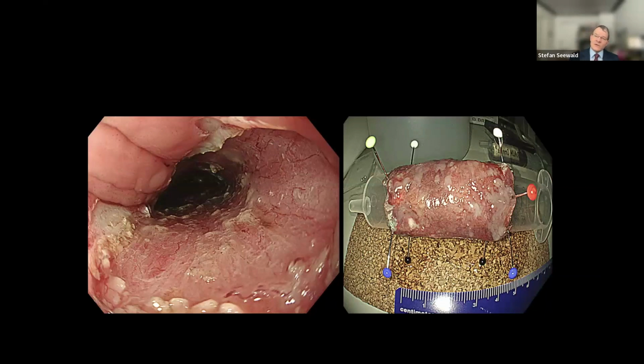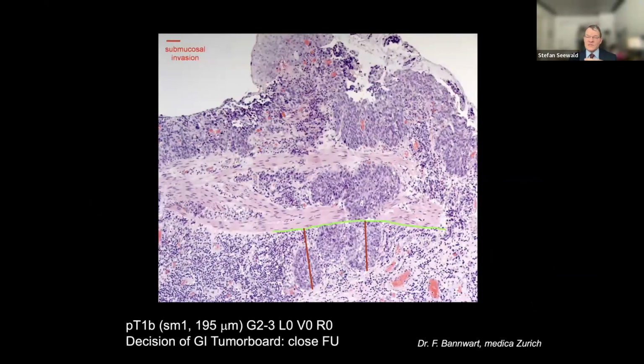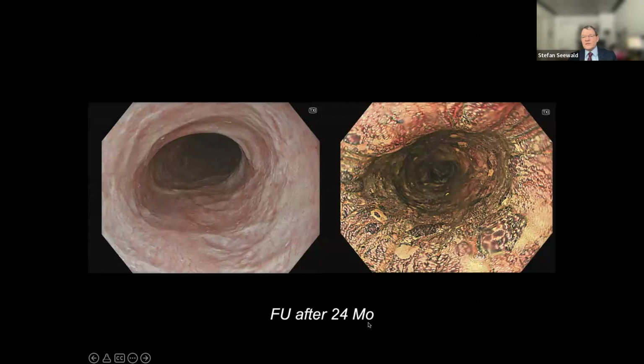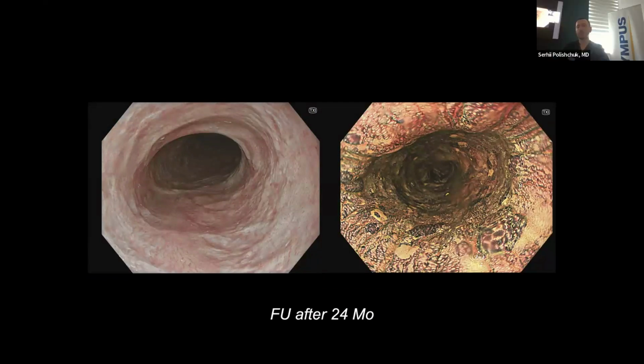And I would also like to show you the final result. This is also important. So histologically, this was a T1B cancer with a superficial infiltration of the submucosa, but it was an R0 resection without lymphovascular invasions. So in this case, we decided for a close follow-up, and this is here the result. 2 years later, there is no stenosis and there is no recurrent cancer. Follow-up was after 2 years? After 2 years, yes.